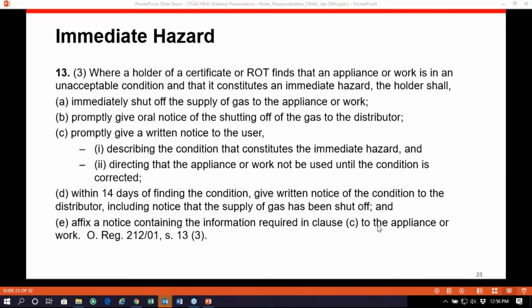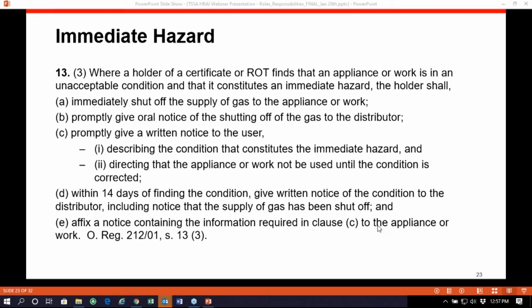Give written notice to the user, describing the condition that constitutes the immediate hazard, and directing that the appliance or work not be used until the condition has been corrected. And then within 14 days of finding that situation, you must give written notice of the condition to the distributor, including notice that the gas supply has been shut off, and then affix a warning tag, an A tag in this case, containing the information required in C, to the appliance or the work.